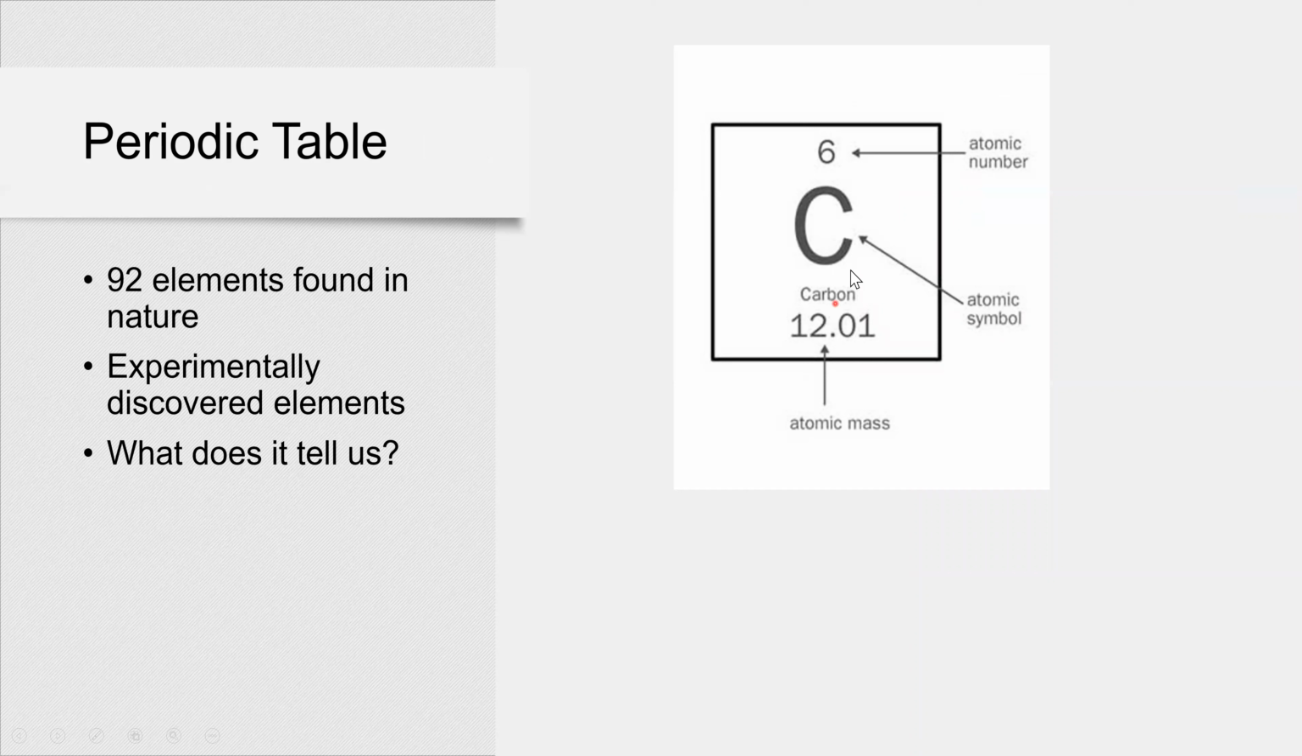Now, if you look at the periodic table, you will see that elements have an atomic symbol, like one letter, two letters, sometimes three letters. Then we have what we call atomic number and atomic mass. Now, atomic number shows us the number of protons. So if you look at this atomic number, and it's number 6, now we know that carbon has 6 protons.